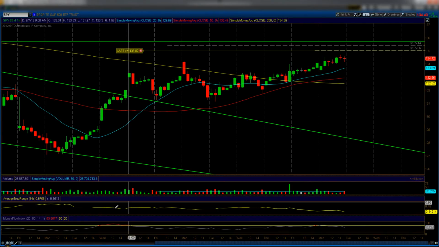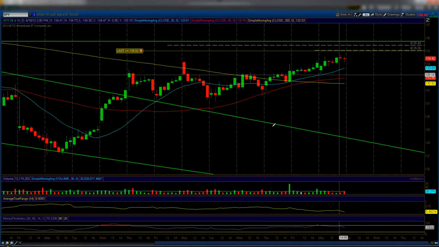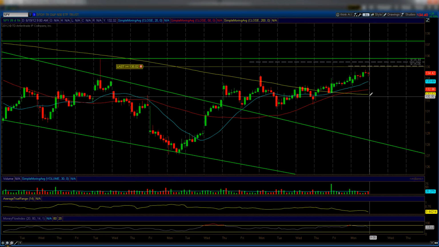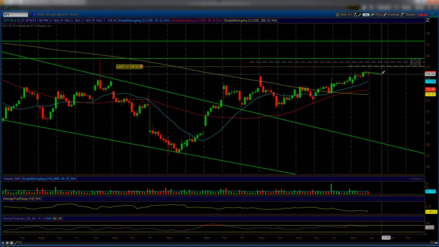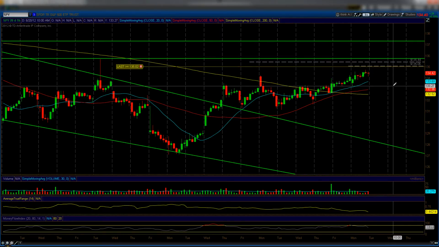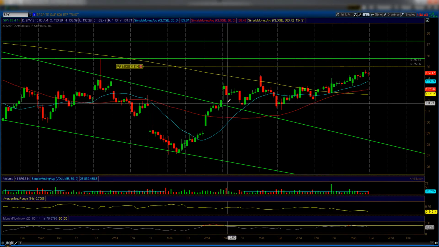And then we have this 135.44. Let me talk about this 135.44 a little bit more here. If we consolidate a little bit on this hourly chart here, and then we go into this 135.44, then yeah, I may actually take a swing short on that.